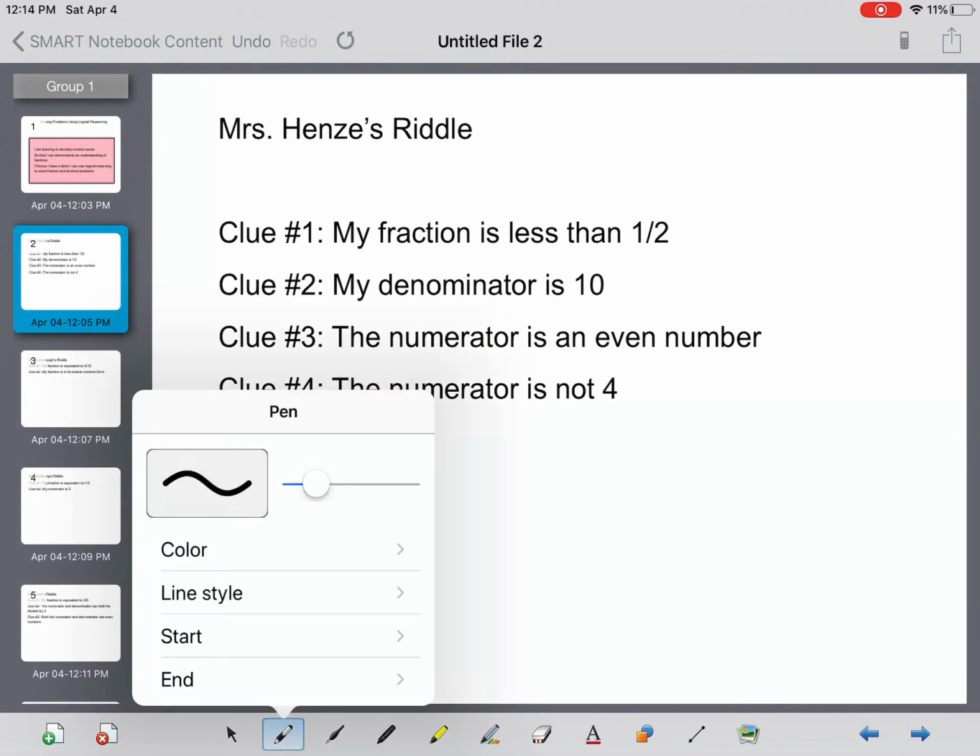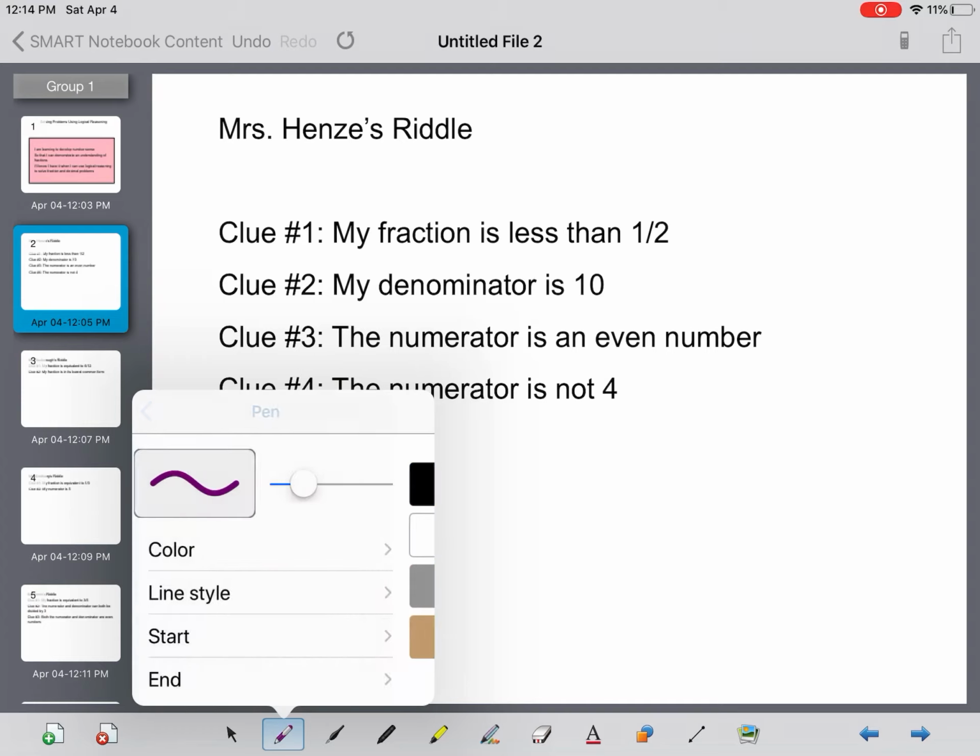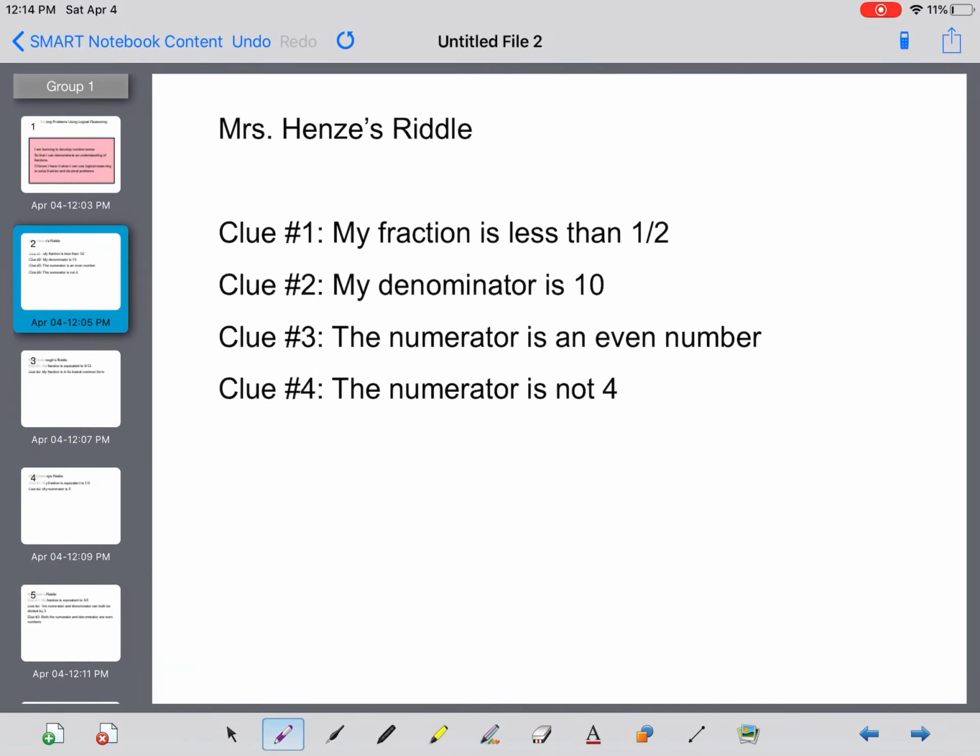All right, just make sure I have my purple pen. Okay, so today we're going to be working with some riddles on your worksheet, and before we do that, I figured I would do a couple for you so you could get the hang of what you're doing. So my riddle, Mrs. Henz's riddle, is as follows.